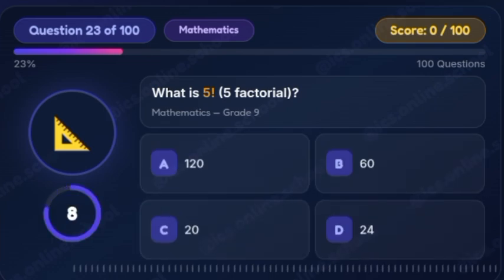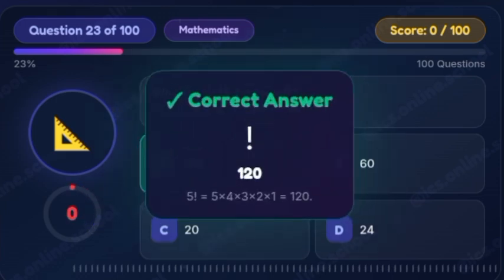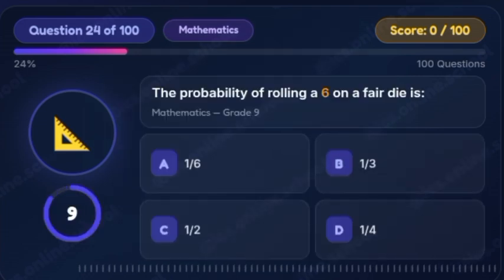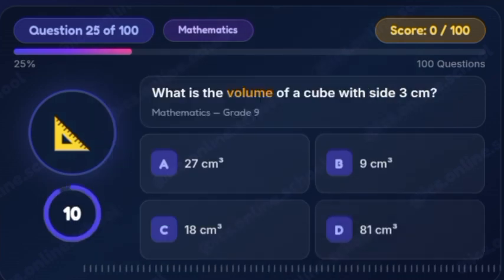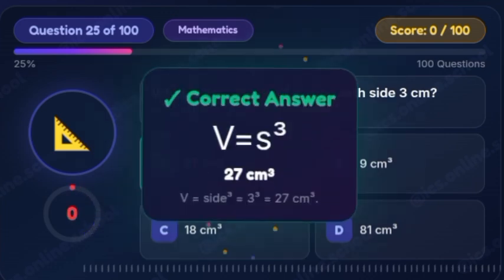What is 5 factorial? $120. What's the probability of rolling a 6 on a fair die? It's 1/6. What is the volume of a cube with side 3 centimeters? 27 centimeters cubed.